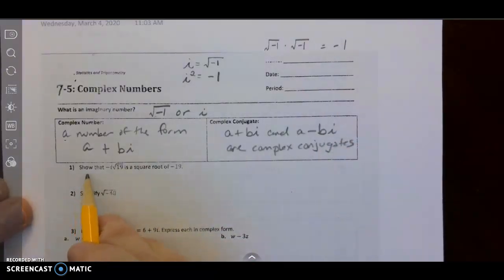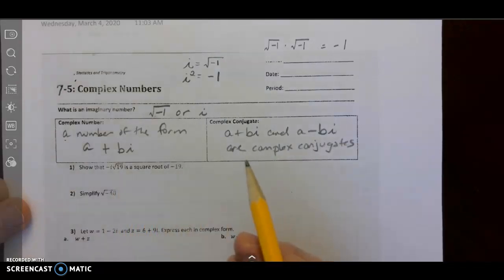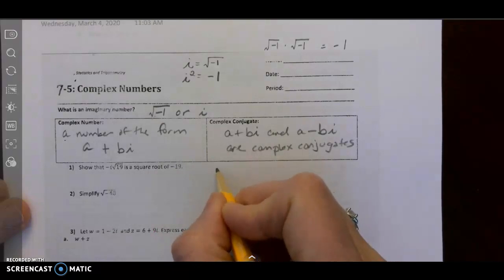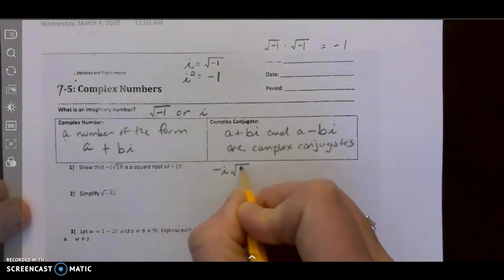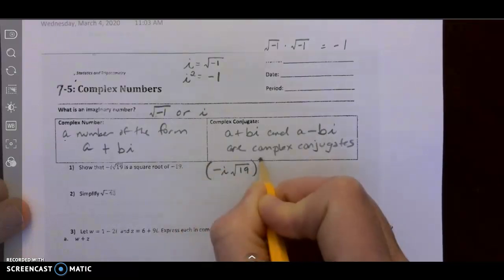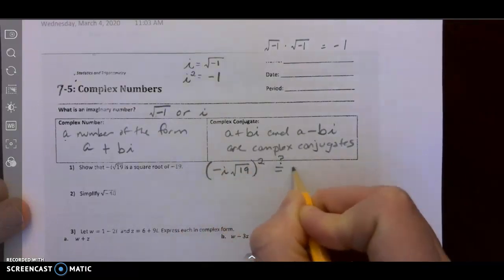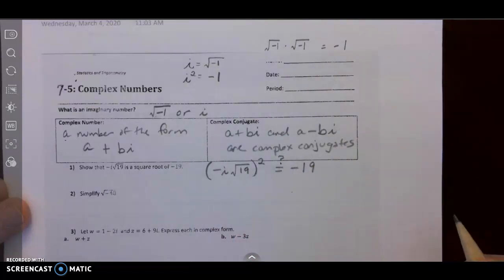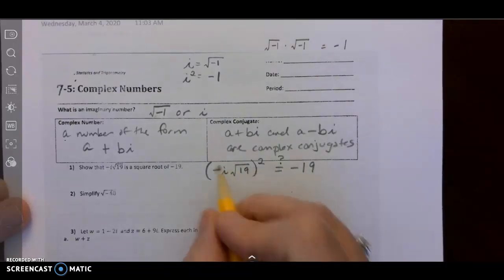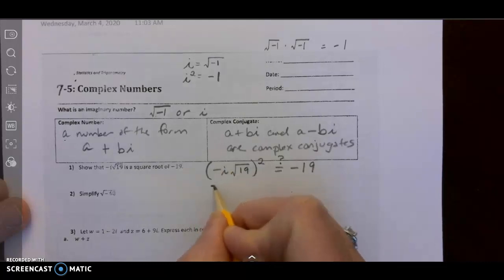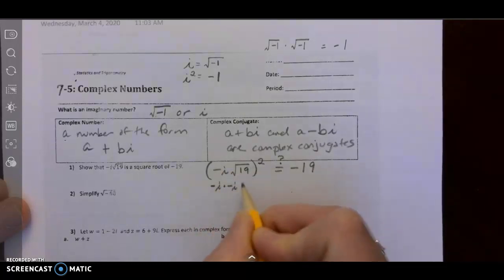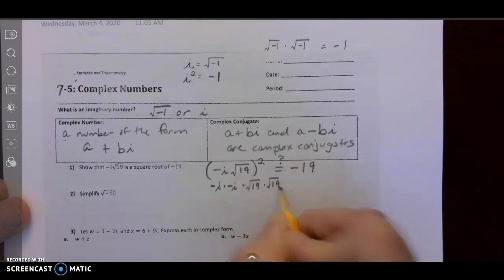Number 1 asks us to show that -i times the square root of 19 is a square root of -19. Well, in order to show it, let's see. -i times the square root of 19, if we square that, do we get -19? That's what we're really trying to figure out. Well, when I square -i times the square root of 19, I have -i times -i, and then I have the square root of 19 times the square root of 19.